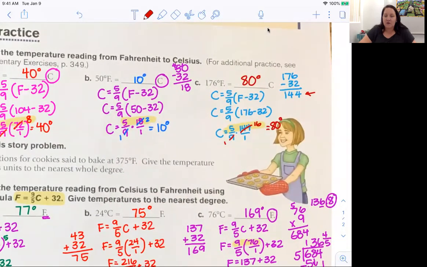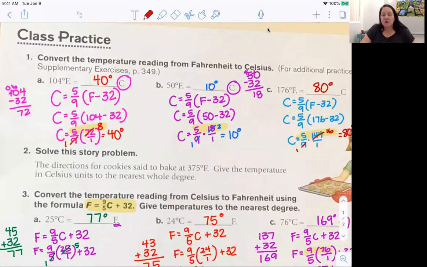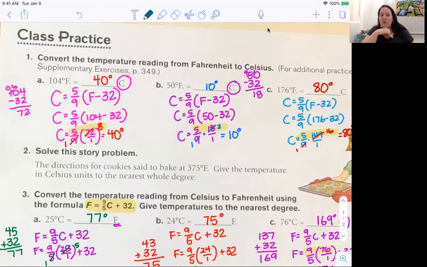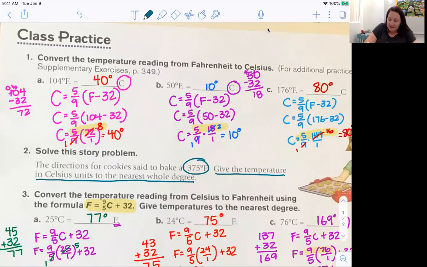Let's look at this story problem. It's this little girl right here. It says, the directions for cookies said to bake at 375 degrees Fahrenheit. Give the temperature in Celsius units to the nearest whole degree. Well, what's our question? I'm going to use a color we haven't used today, just so we're not getting confused with all the colors. What's our question for that? Good, there's no question mark, but guess what? We're giving the temperature in Celsius to the nearest whole degree. Well, what's our Fahrenheit? 375. So we're going to say 375 degrees Fahrenheit equals how many degrees Celsius?